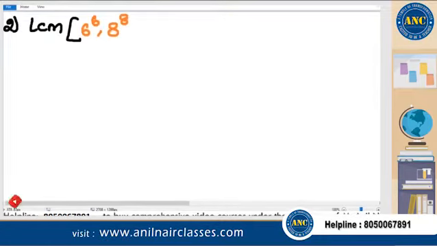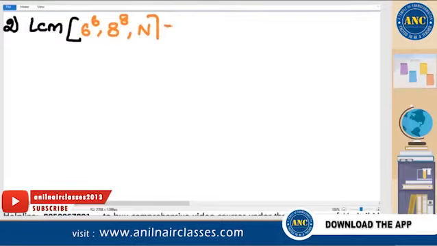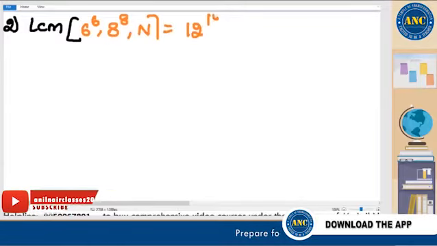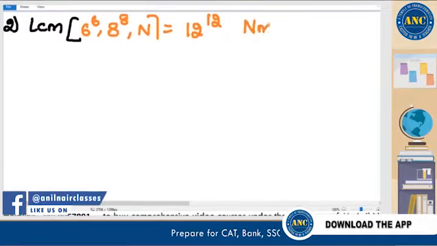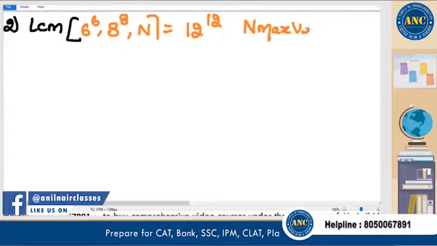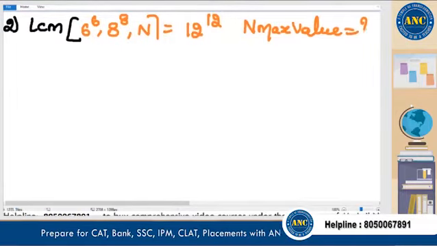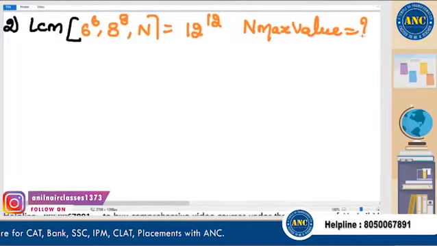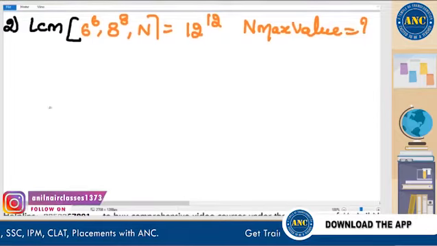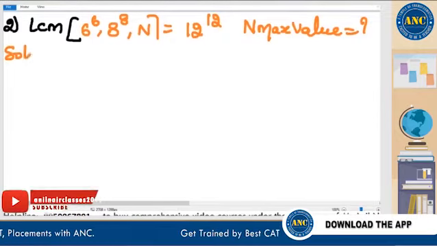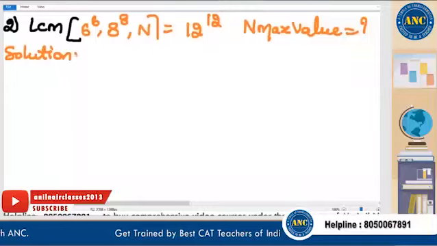Question: LCM of 6 power 6, 8 power 8, comma n is 12 power 12. What is the maximum value n can take? Till now we found out the LCM. Now one number is given. Very, very good question, sir.